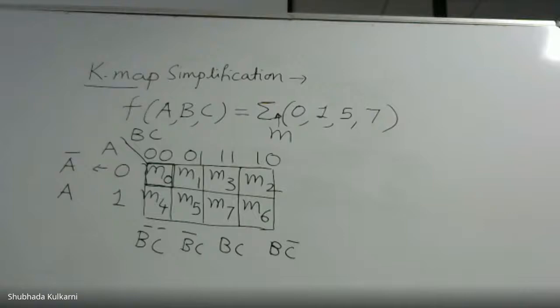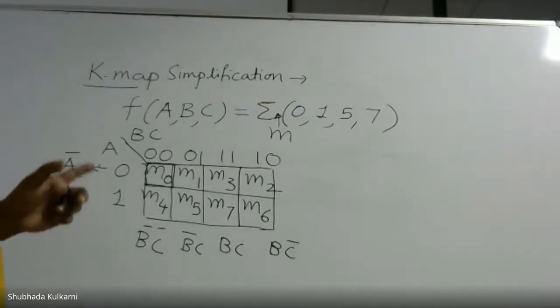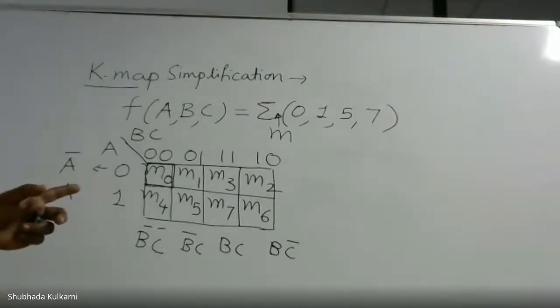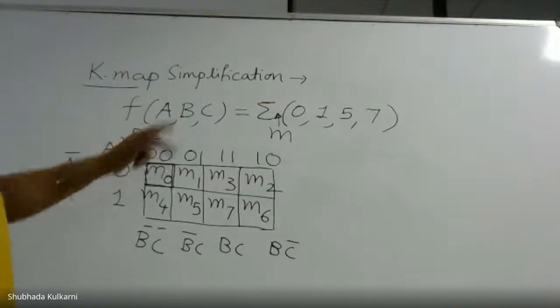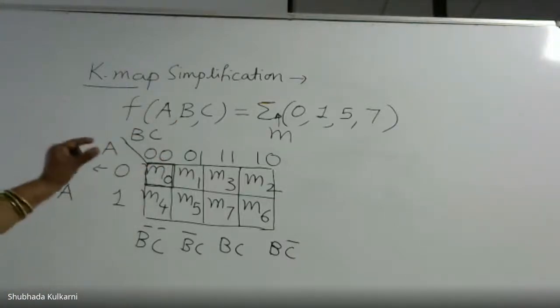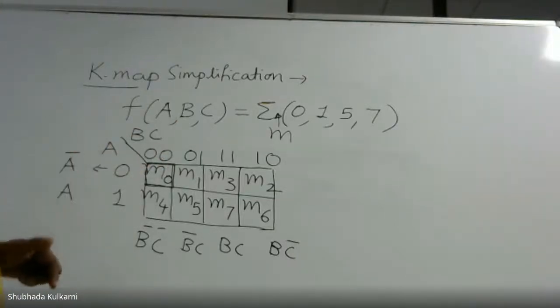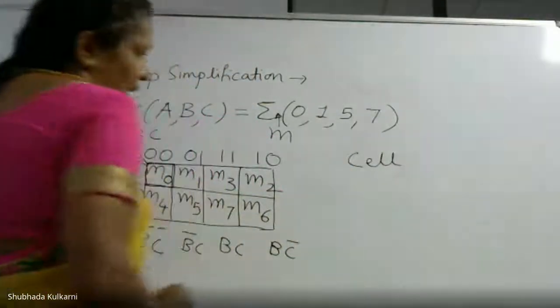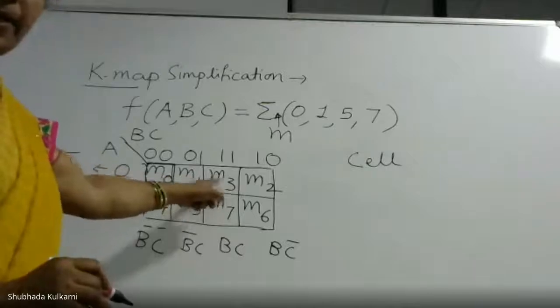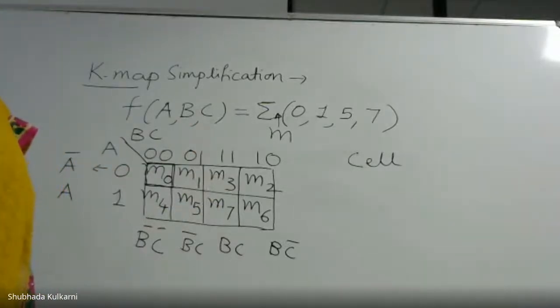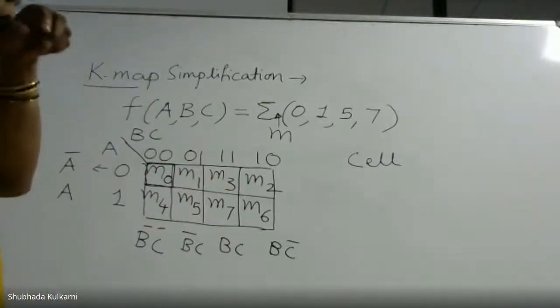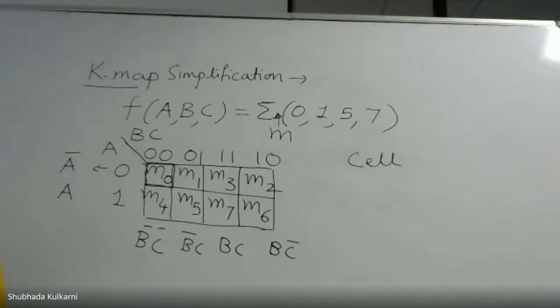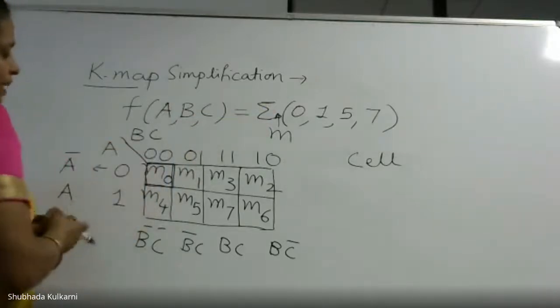So here what we have done is construct a K-map for a 3 variable function with 2 rows and 4 columns, and each square in the K-map is usually called a cell. It's a square, but we can call it a cell. And this cell is designated by the corresponding mean term. After doing this, what should we do?